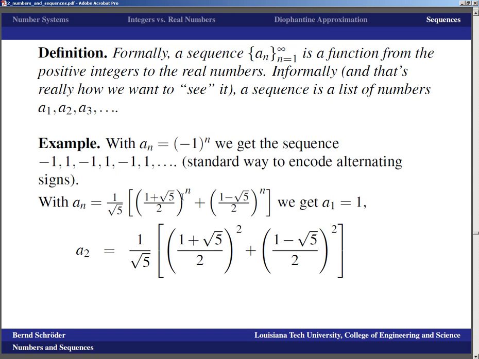If I set a_n equal to this thing, and we will see where this sequence comes from when we talk about Fibonacci numbers, a_n is 1 over root 5 times big parenthesis, (1 plus root 5 over 2) to the n plus (1 minus root 5 over 2) to the n, big parenthesis closes. I get a1 equals 1, that sounds okay, because when n is equal to 1, the plus root 5 and the minus root 5 cancel each other out.